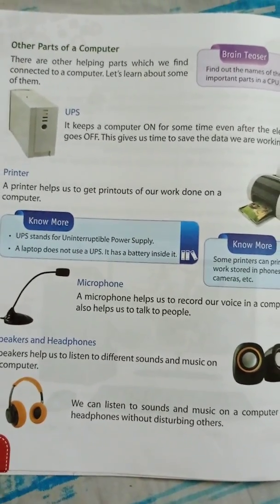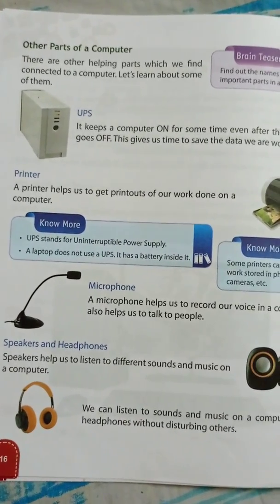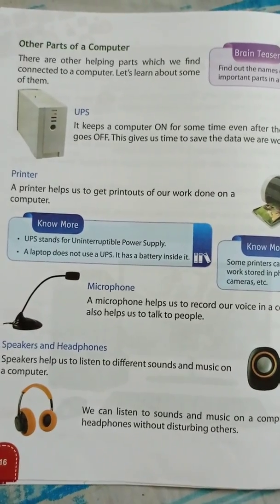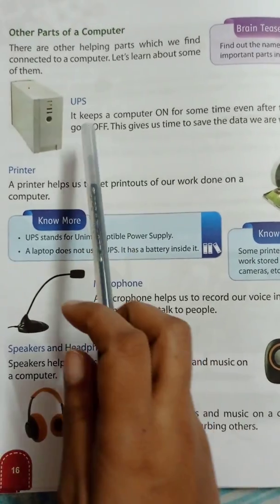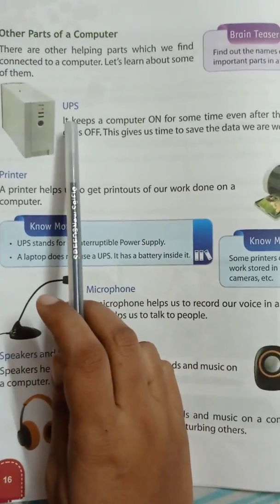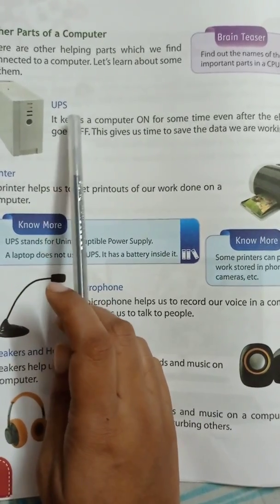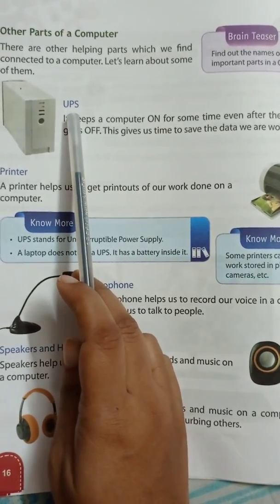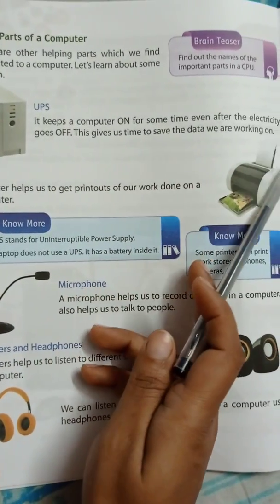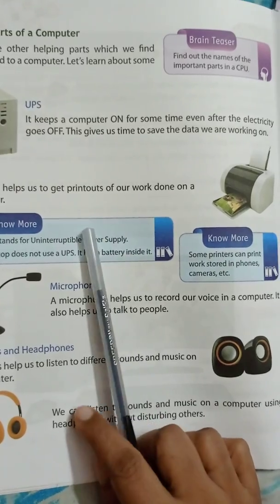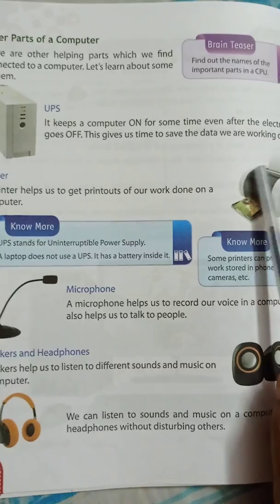Now the other parts of a computer. We have been studying that the four main parts of a computer are monitor, keyboard, mouse and CPU, and here are a few others. First one is a UPS. UPS means uninterruptible power supply. It keeps a computer on for some time even after the electricity goes off. This gives us time to save the data we are working on.